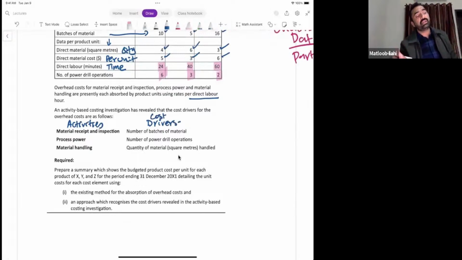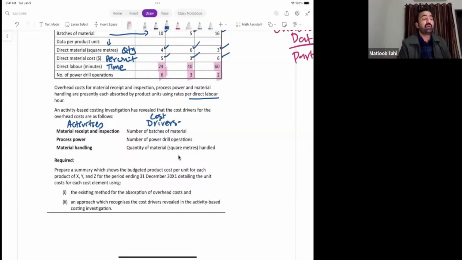For material receipt and inspection, the driver is the number of batches of material. For process power, the driver is the number of power drill operations. For material handling, the driver is quantity of material handled in square meters. So you are told what the cost driver is for each.